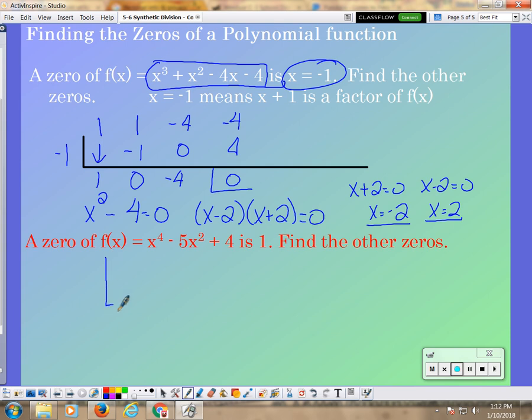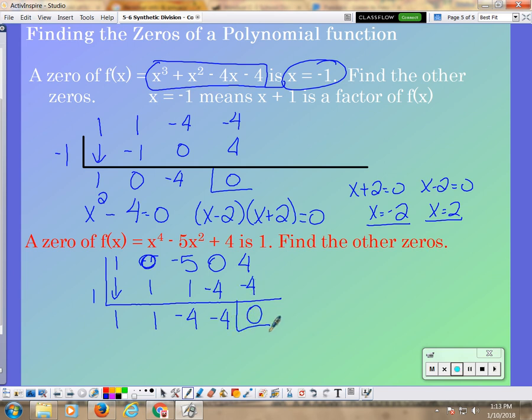Let's take this 4th degree right here, and I get a 1, a 0 because there is no cube, a negative 5 for the square, a 0 for the linear piece, and a 4. I put a 1 on the outside. I bring down that 1. 1 times 1 is 1. 0 plus 1 is 1. 1 times 1 is 1. Negative 5 plus 1 is negative 4. Negative 4 times 1 is negative 4. 0 plus negative 4 is negative 4. And negative 4 times 1 is still negative 4. And when I add those together, I get 0 as my remainder.